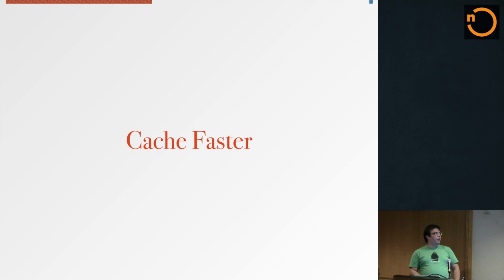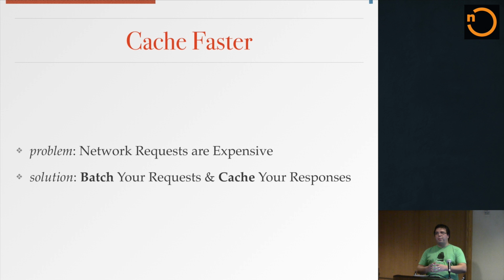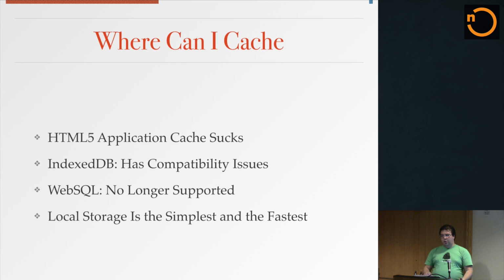The other layer that we can optimize is the caching layer. We have seen that we have a problem with the unreliability of the network. Latency is a killer on mobile, and network requests are expensive in terms of response times. The solution is to batch your requests, cache your responses, utilize offline modes and all that jazz. But when we try to come up with a caching solution, we open another can of worms, such as where to cache. There are a bunch of places you can cache, and one of them is the HTML5 application cache, which sucks. Therefore, it's hard to deal with.